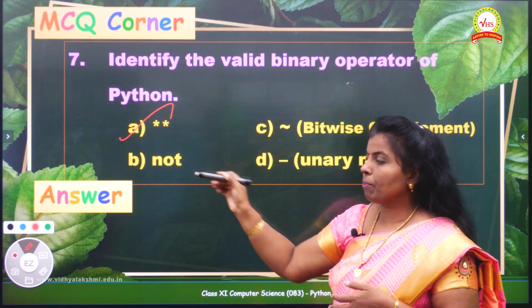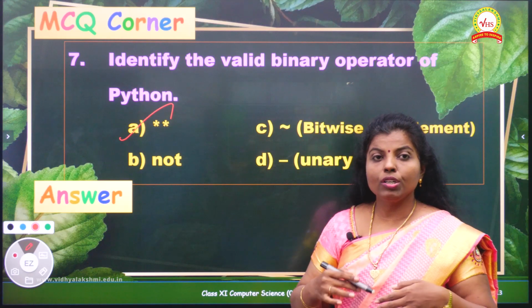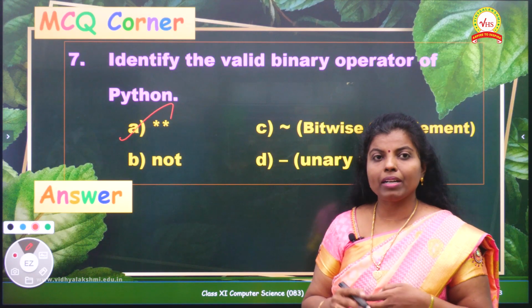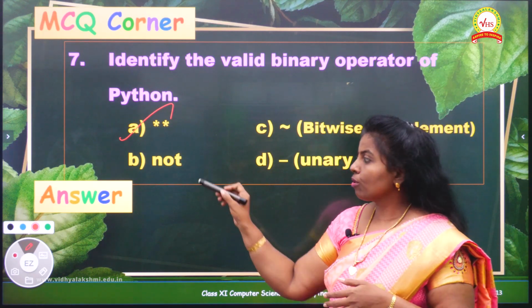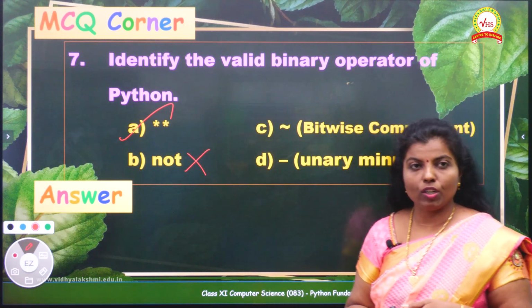If you see the option B, it is not, right? Not is a logical operator, but it works upon only one operand. So this is not going to be the valid binary operator.